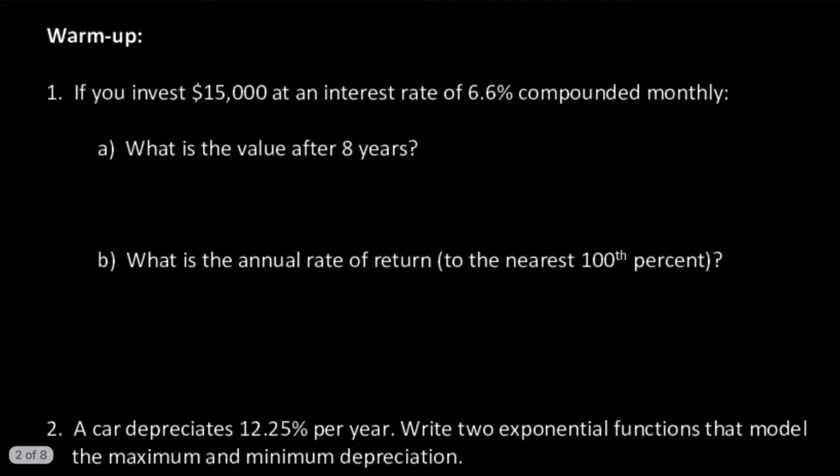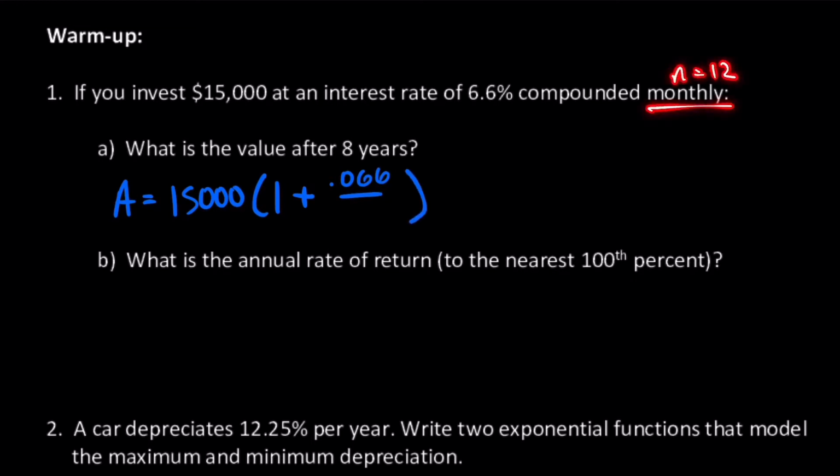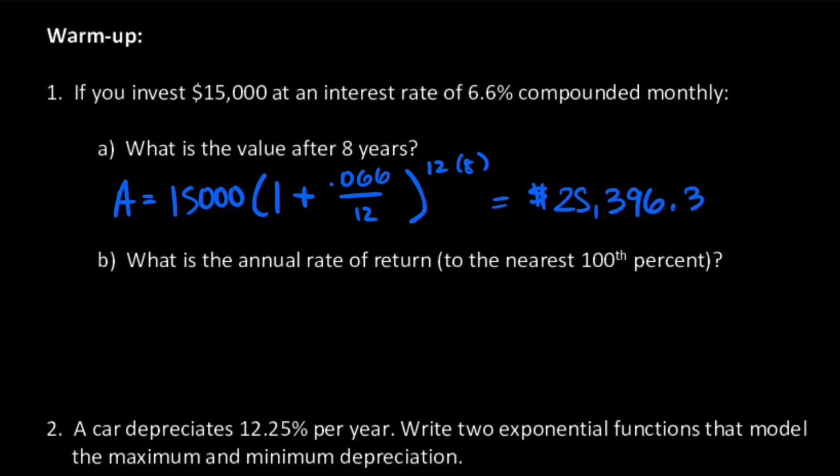If you invest $15,000 at an interest rate of 6.6% compounded monthly, what is the value after 8 years? Hopefully at this point, this question is pretty straightforward. $15,000 times 1 plus the interest rate, so that'd be 0.066, divided by the number of times it's compounded. So if that's monthly, obviously n is 12, to the 12 times number of years, that'd be 8. All right, and throwing that into the calculator, I got $25,396.30.